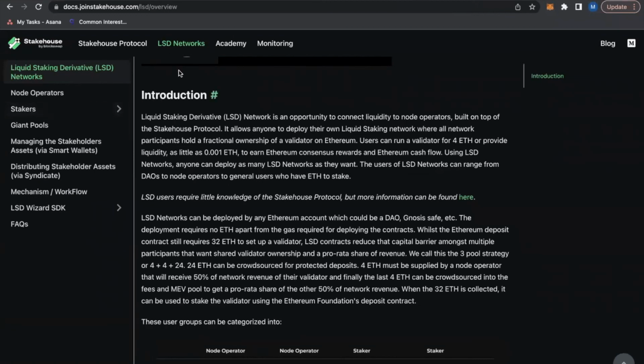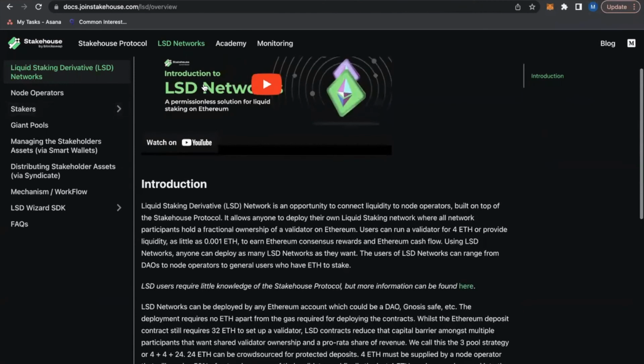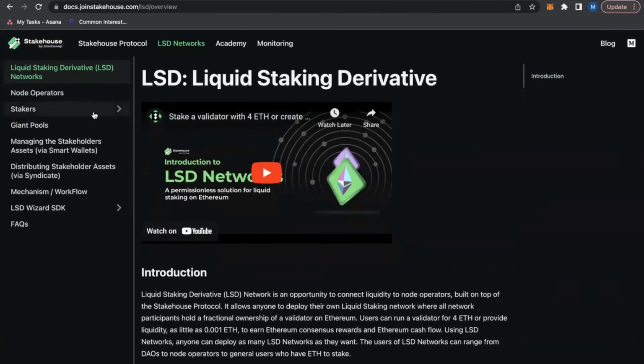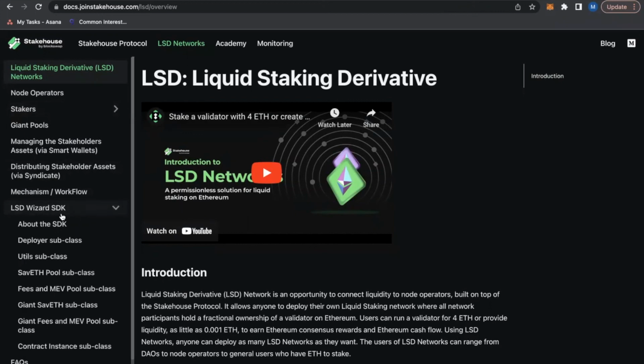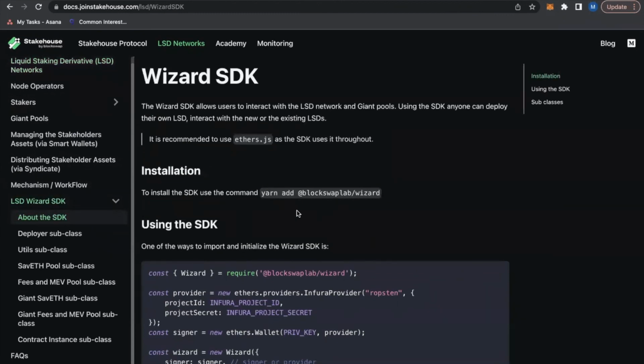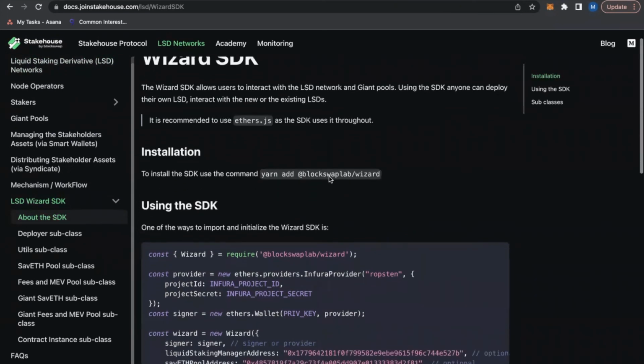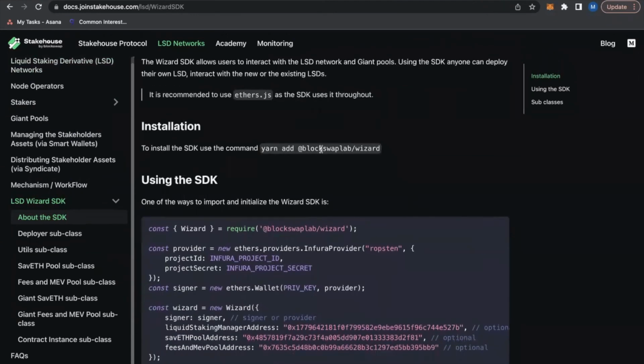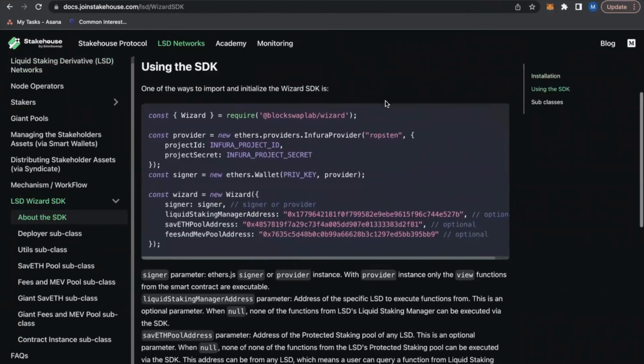So this is basically the LSD Networks docs that you can move on and see. The idea is for anyone to do it, you can use the LSD Wizard SDK. This SDK exposes all the necessary and almost all the functions that are used throughout the LSD network factory. So be it giant pools or the individual liquid staking manager, you can just go here. You can install this Blockswap /Wizard SDK and start deploying one.